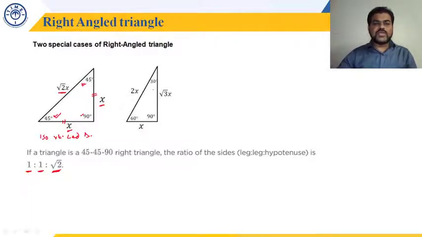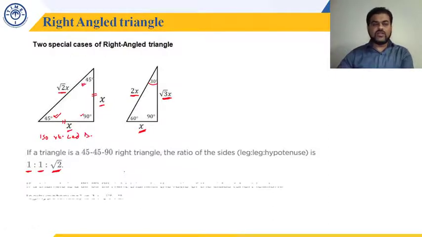Next one is the 30, 60, 90 triangle. Let us say the side opposite 30 degree is x, then the side opposite 60 degree will be root 3x. So root 3x we get by use of trigonometry. At this stage you don't have to bother about how we got root 3. Just remember this: in case of 30, 60, 90, if the side opposite 30 degree is x, then the side opposite 60 degree will be root 3x, and the side opposite 90 degree will be 2x.